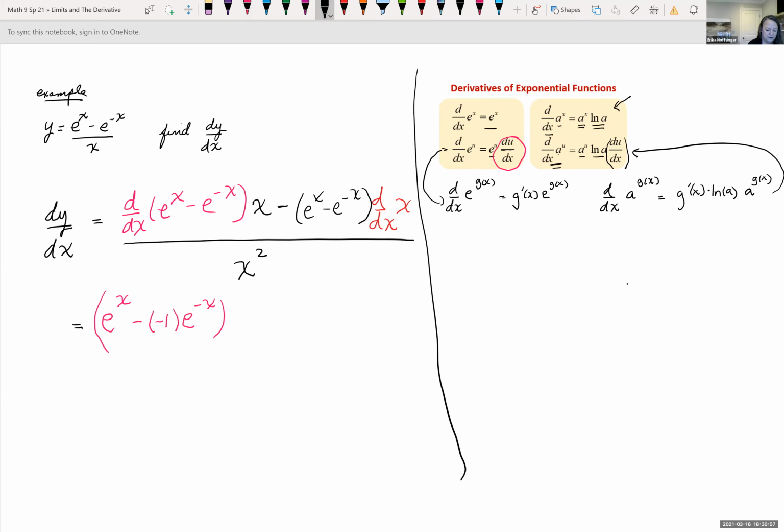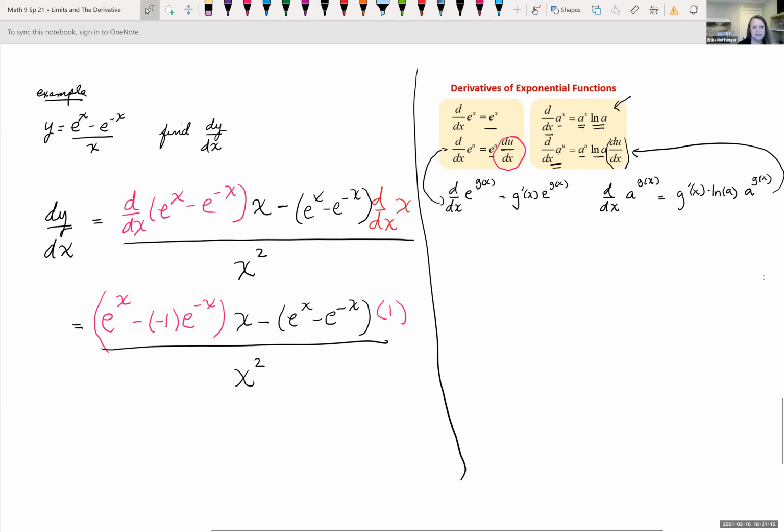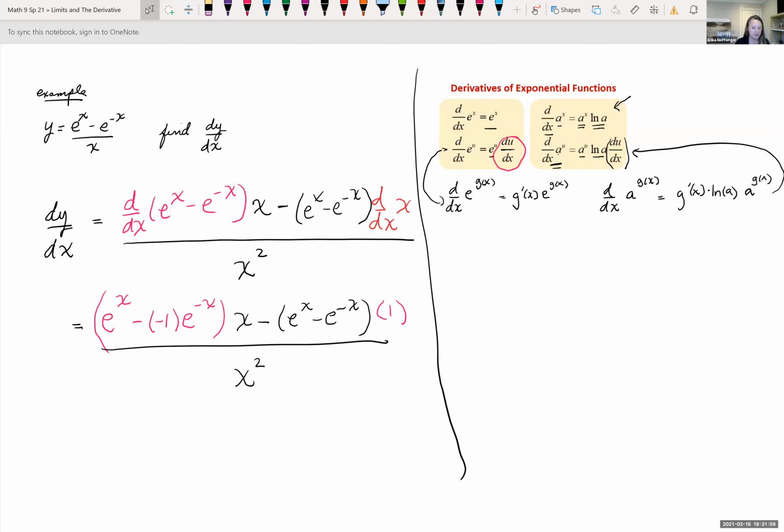All times the denominator x, minus the numerator, e to the x minus e to the negative x, times the derivative of x, which is 1, all over this quantity squared. So I noticed there was a question, so let me just pause and I'll see. Okay, so there was a question on what rule we were using, and we're using the quotient rule. And within the quotient rule, we're using the chain rule on this piece.